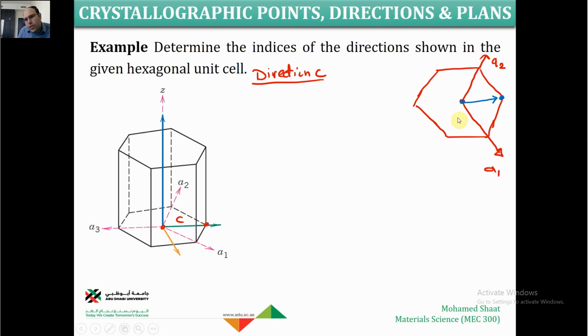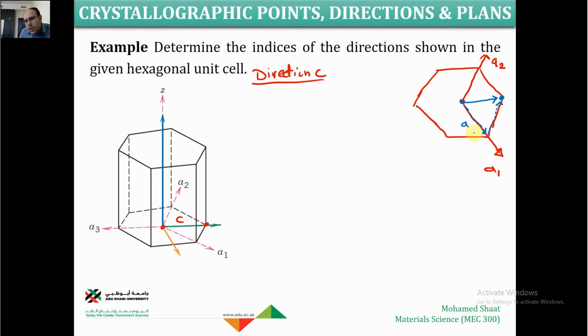So if you're starting from here, how long are you gonna move parallel to A1 and A2 to reach the end point? If you move parallel to A1 in this direction, then you're gonna move parallel to A2 over this edge, you're gonna reach the end point. Very simple. This edge is parallel to A2 and this edge is already over A1. I'm just gonna move parallel to A1 and parallel to A2 till I reach the end point. How long are you gonna move parallel to A1?